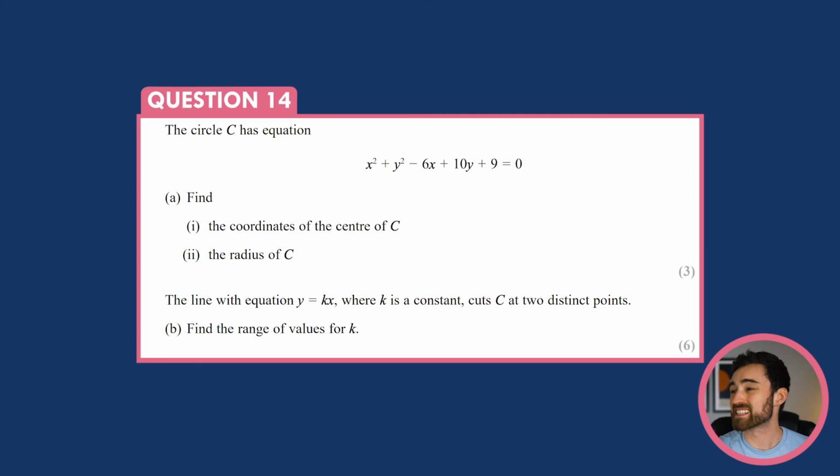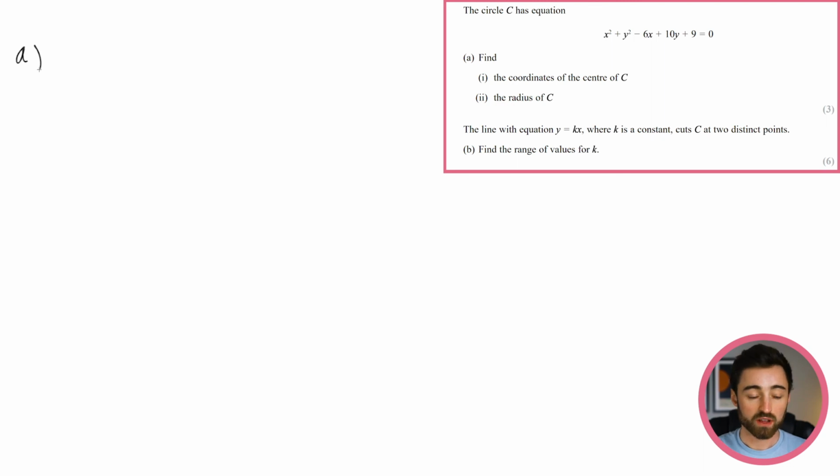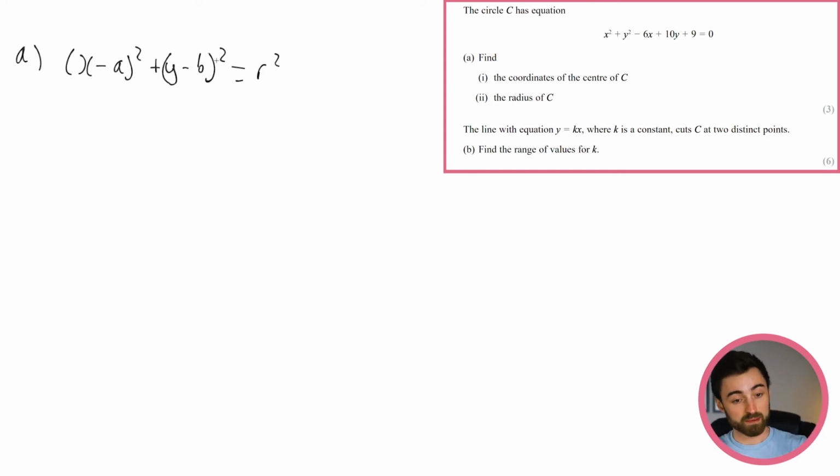Question 14. Nice and quick today. Okay, so it says the circle C has equation, all of that stuff. Find the coordinates of the center and the radius. Okay, absolute classic, right? So we know that if we have a circle of the form this, that instantly tells us the center and the radius. So the center in this case would be (a, b) and the radius would be r. So the problem is we've not got it in that form, have we? But if we were to complete the square, we will get it in that form.